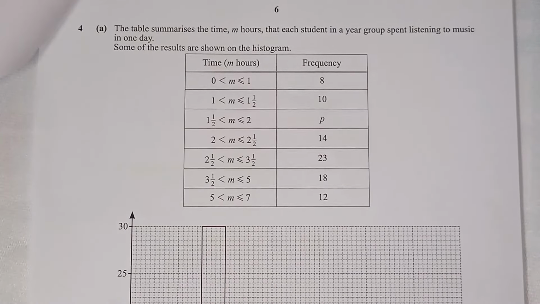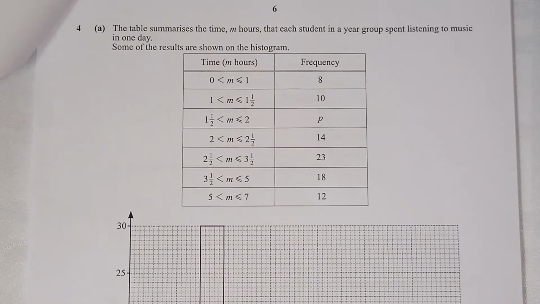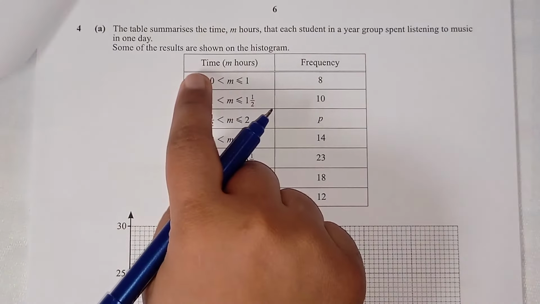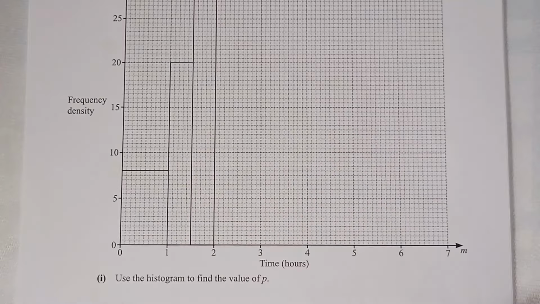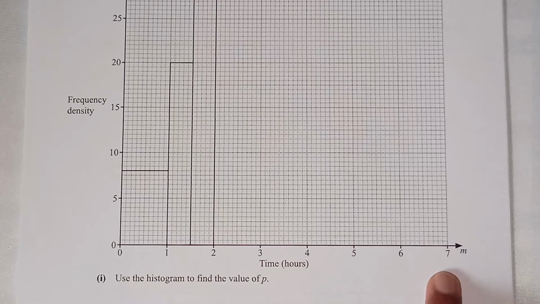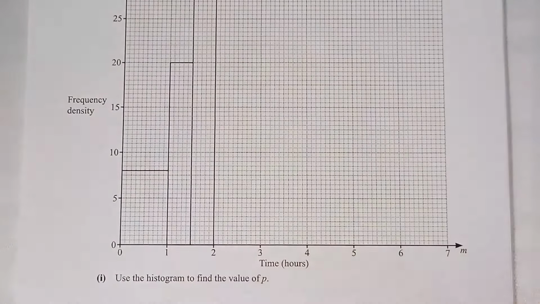Question number 4 in A part: the table summarizes the time in hours that each student in a year group spent listening to music in one day. Some of the results are shown on the histogram. So we have the time in hours and the frequencies given, and the histogram gives us the time in hours and the frequency density. Now for the first part, use the histogram to find the value of P.